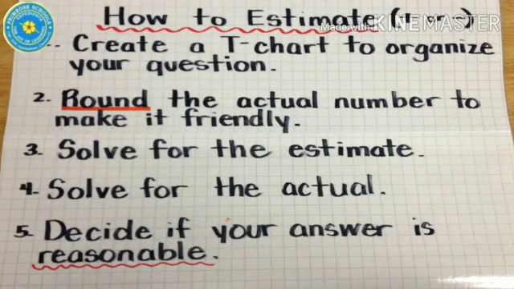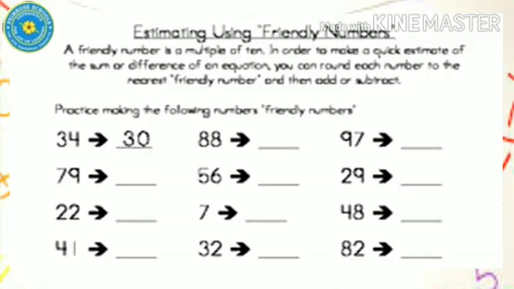Again, the steps for estimation are the same. We need to create a T-chart to organize our question, round the actual number to make it friendly, solve for the estimate, solve for the actual, then decide if your answer is reasonable or whether it is closer to the actual value. Now, what is a friendly number? A friendly number is a multiple of 10.